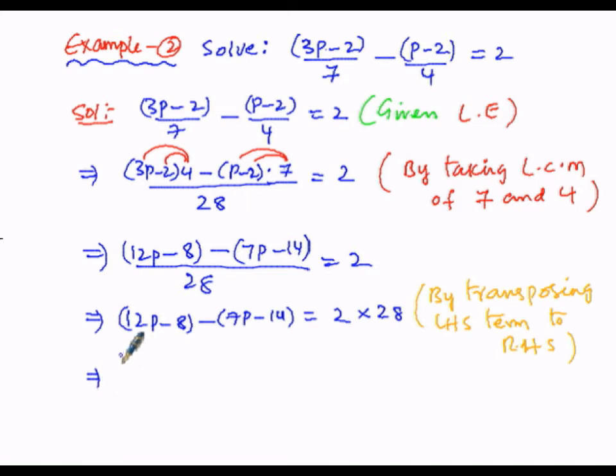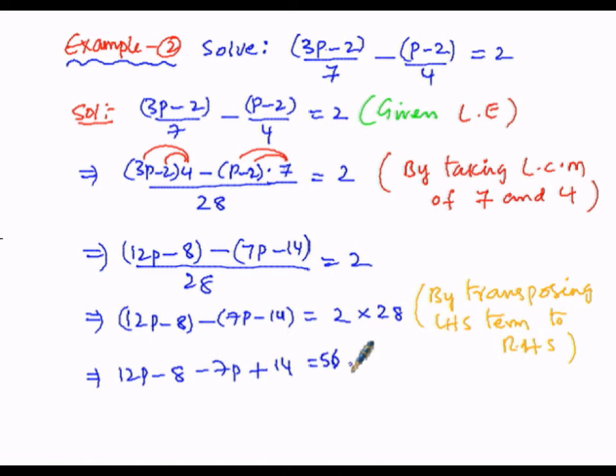I am going to remove the brackets. Before the first bracket there is a positive sign, so there won't be any changes in the signs. So 12p minus 8 remains the same. Before the 7p minus 14 there is a negative sign, so the signs inside the bracket will be changed: minus into 7p is minus 7p, then minus of minus becomes plus 14, as it is, equals 2 times 28, which is 56.